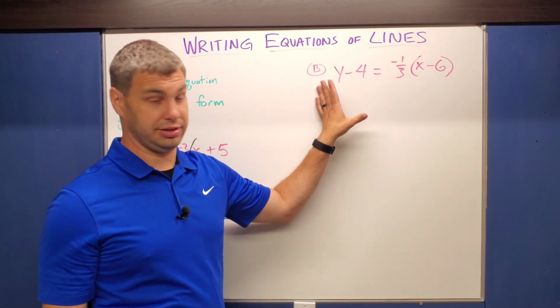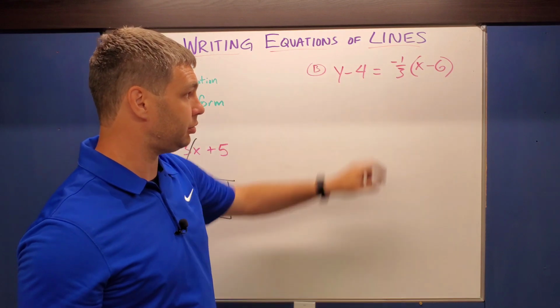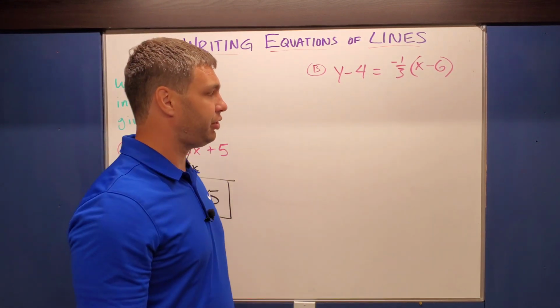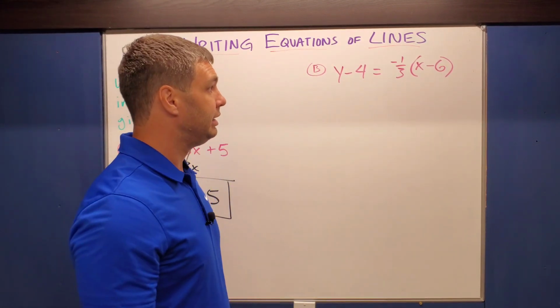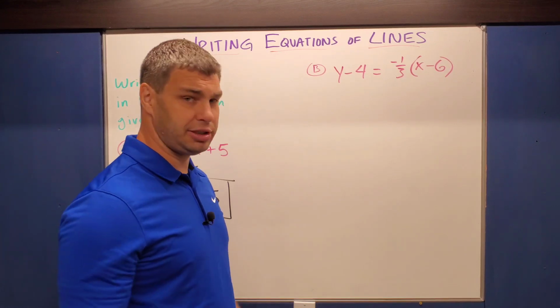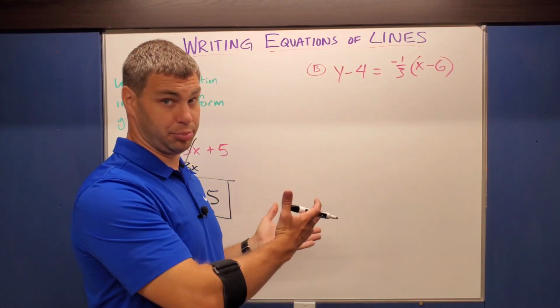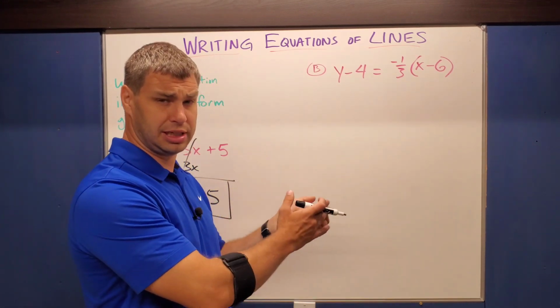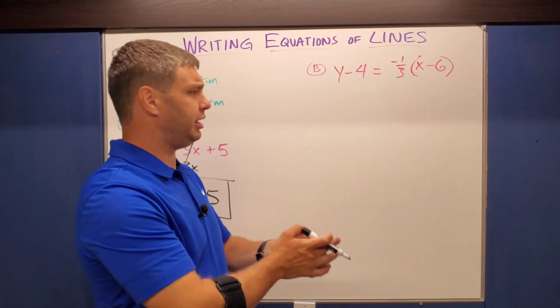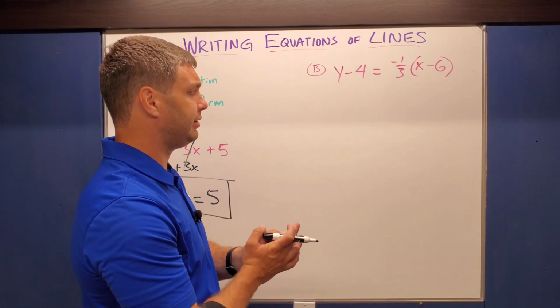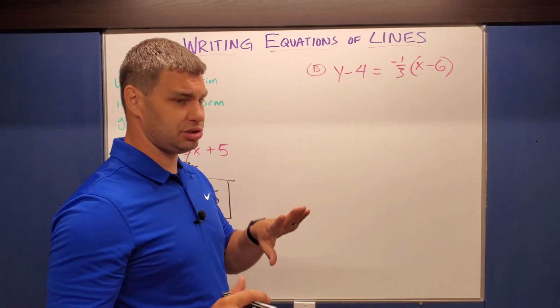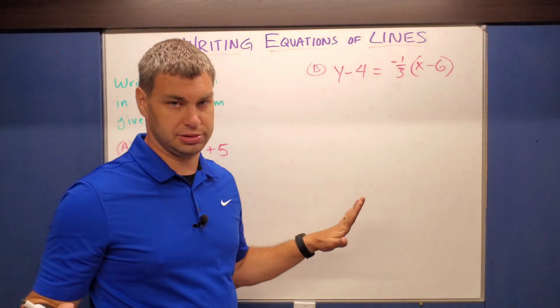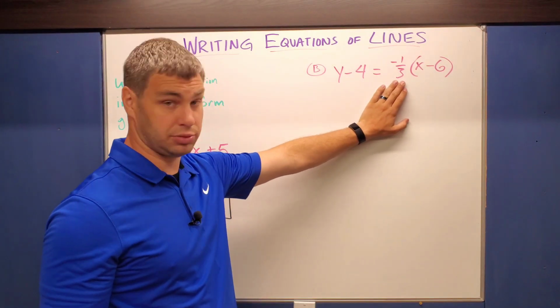This one's going to be harder though. Letter B says y minus 4 equals, and we have negative 1/3 times the quantity x minus 6. So you could attack this a few different ways. Currently this is in point slope form, and so you could switch it to be standard form, or switch it to be slope intercept and then switch that to be standard. But let's see if we can maybe attack this a different way. What if we just start by trying to get rid of all the fractions? And the fraction I see here is -1/3.